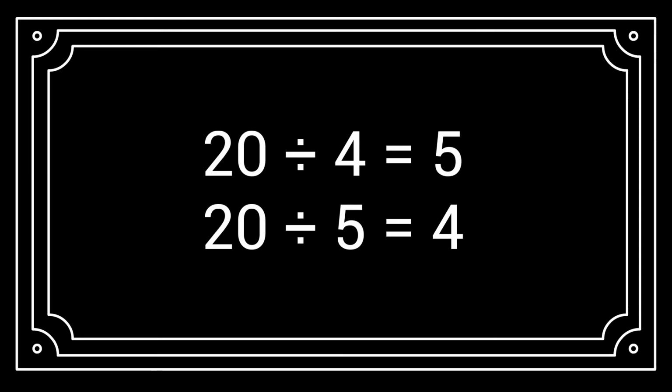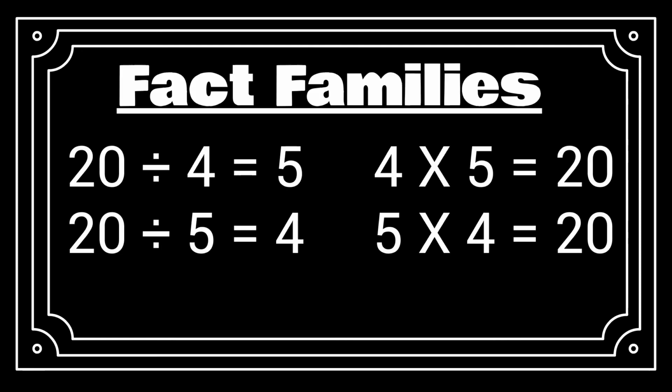These 2 equations are part of something we just learned about. They're part of a fact family. Did you notice that both of the equations use the same numbers? 20, 4, and 5. We just move them around to make them into a related fact. Can you figure out what the two multiplication problems are in this fact family? Pause the video, write it down on a piece of paper, and then check your answers. Did you get 4 times 5 equals 20 and 5 times 4 equals 20? Good job. Now we have all of the facts that are related to each other and belong together in a fact family.